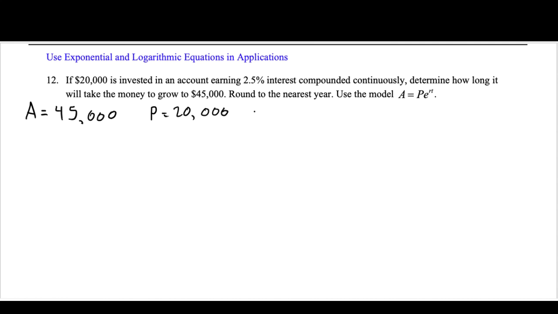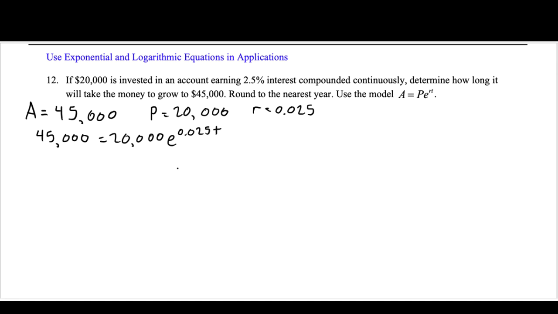2.5% is the interest rate. We want to express that as a decimal, so 0.025. And now we'll plug these numbers into the formula right here. So I get 45,000 equals 20,000 times e raised to the power of 0.025 times t. And our goal is to solve for t.